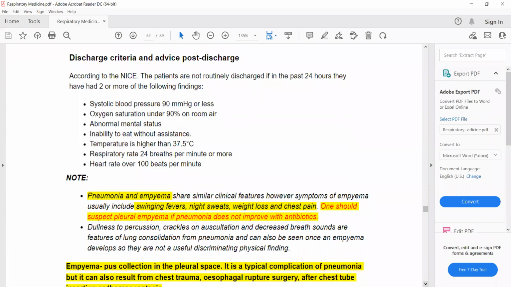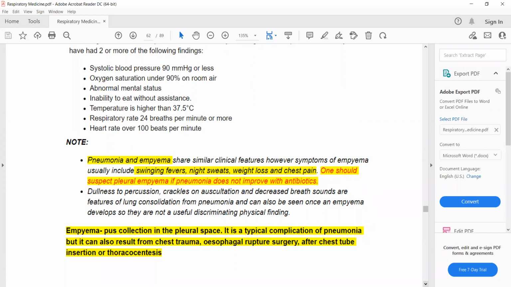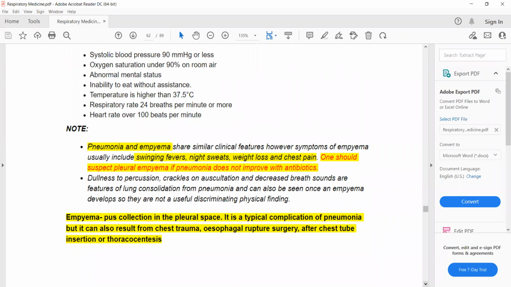Now, there's a common complication of pneumonia, that is empyema. What is empyema? Empyema is a collection of pus in the pleural cavity. Empyema is a typical complication of pneumonia, but empyema can also result from chest trauma, esophageal rupture, surgery, chest tube insertion, or thoracocentesis. So we have discussed air in the thoracic cavity, and the causes of air in the thoracic cavity. Now, if there's pus in the pleural cavity or thoracic cavity, then it is known as empyema.